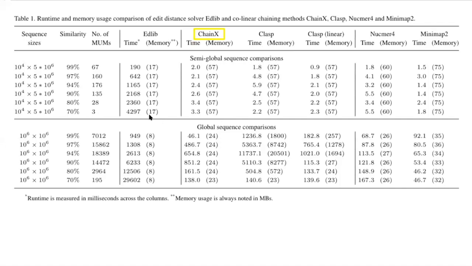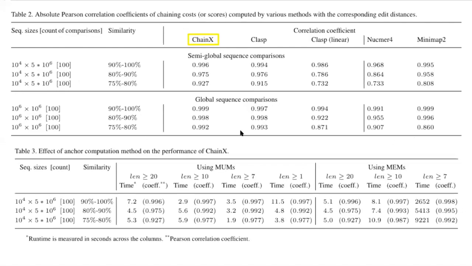Now, to look at its performance, we use the absolute value of the Pearson coefficient, which lets us look at the correlation between the chaining scores and the edit distance. And what we can see is that our implementation achieves a high Pearson correlation across a wider range of similarities. That is, across a wider range of mutation rates when applied to the target string.